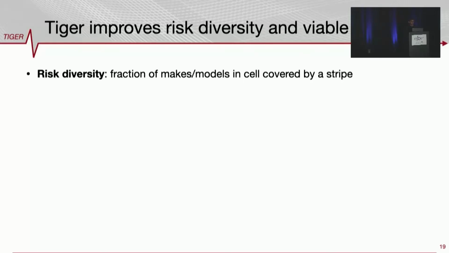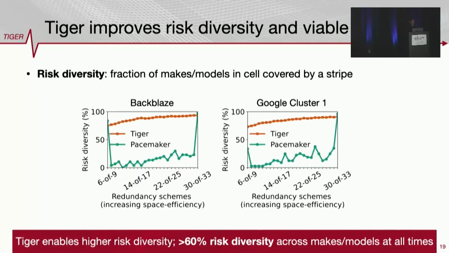Looking at risk diversity, if you remember, Pacemaker had low risk diversity because of the R group restriction. In contrast, Tiger, shown using the orange line, has a much higher risk diversity, at least 60% across all schemes that we saw, and could cover many more makes and models when it's striped, because it was picking disks at random according to the current allocation algorithm.